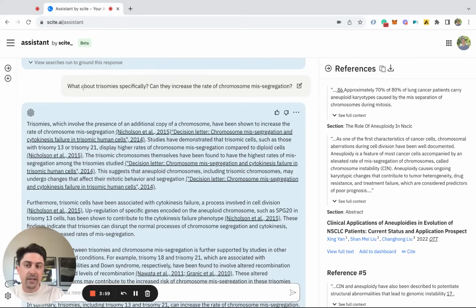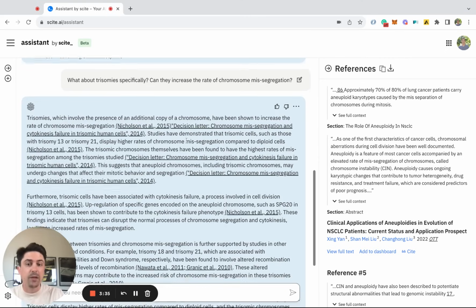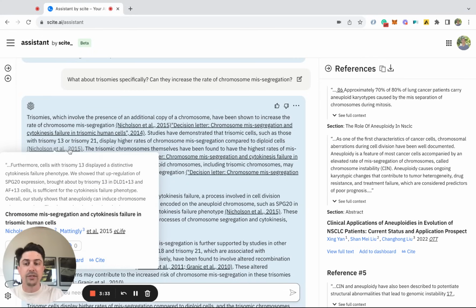You can also ask follow-up questions like, what about trisomies specifically? Can they increase the rate of chromosome missegregation? And then here you'll see that trisomies, which involve the presence of an additional copy of a chromosome, so it's defining it, have been shown to increase the rates of chromosomes. And then in the next sentence, it goes on to explain the results from my major study that said trisomy 13 or trisomy 21 display higher rates of chromosome missegregation compared to diploid cells.